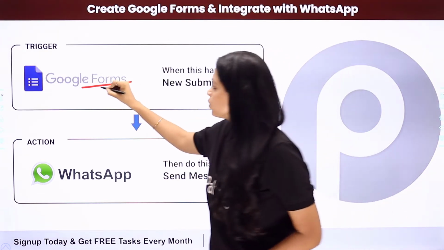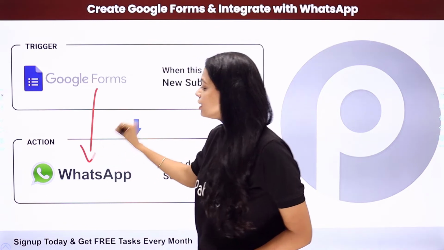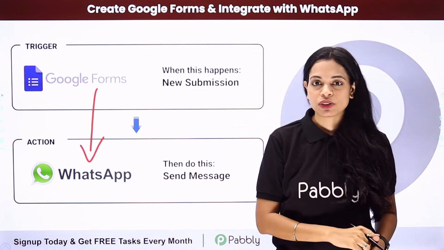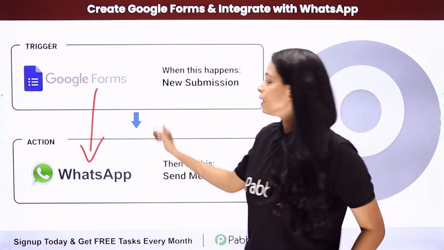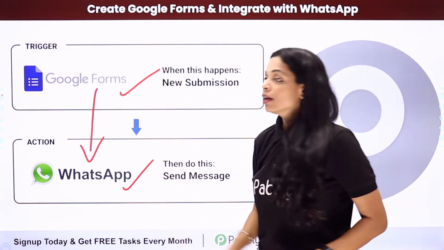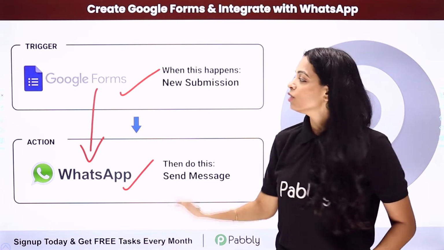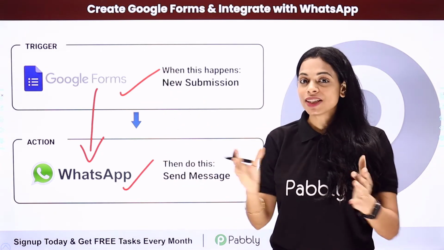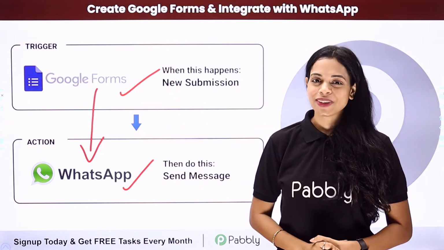Now for this you will have to integrate these two applications, and the same can be done using Pabbly Connect software. Here your trigger application would be Google Forms and your action application would be WhatsApp. Now how can you do this yourself and automate this entire process? To understand that, let me take you to my screen.